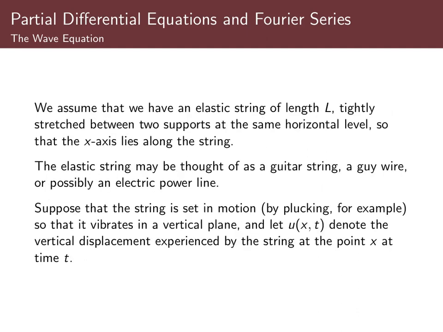Okay, so we assume that we have an elastic string of length L tightly stretched between two supports on the same horizontal level so that the x-axis lies along the string. The elastic string may be thought of as a guitar string, a wire, or possibly some electric power line. And we suppose that the string is set in motion by plucking, for example, so that it vibrates in a vertical plane. We let u(x,t) denote the vertical displacement experienced by the string at a point x at time t.